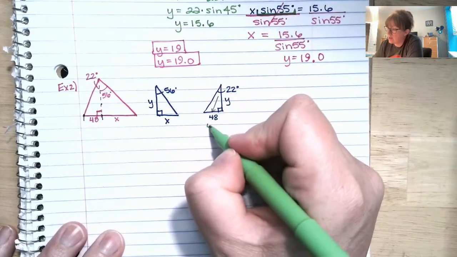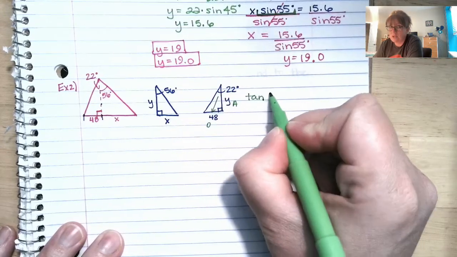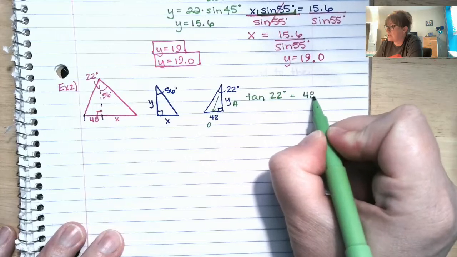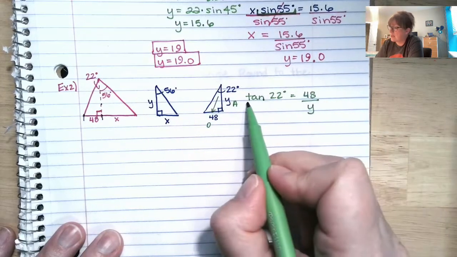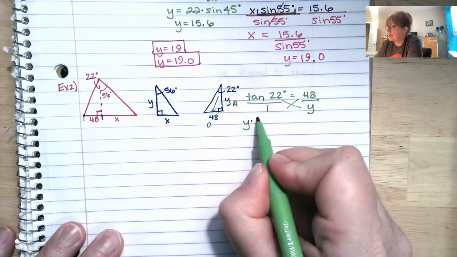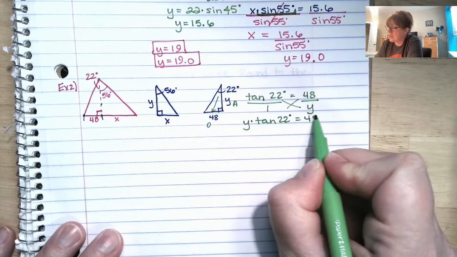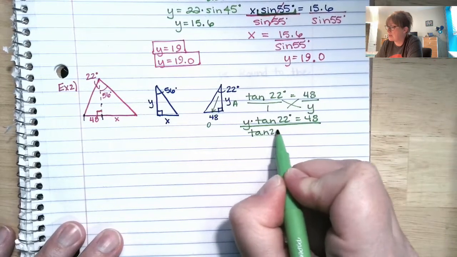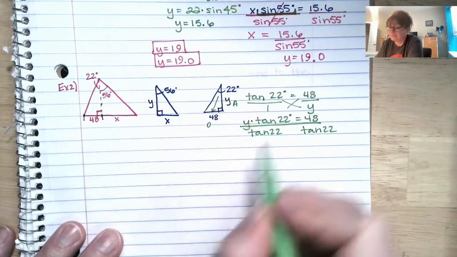So this time we got O and A. So that would be a tangent. So tangent of 22 degrees equals my opposite over my adjacent. Okay, then again, we can put it over here, crisscross. We're going to get y times tan 22 equals 48. Remember, tan 22 is just a scary way to write a number. So we're going to divide by that number.